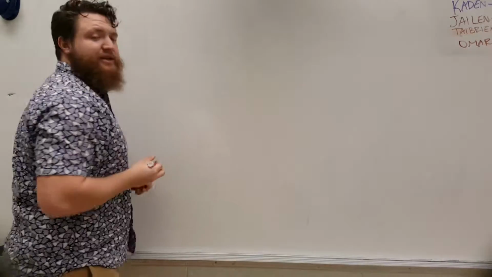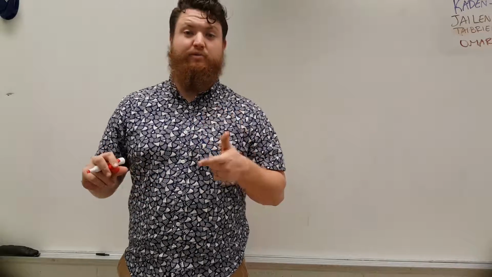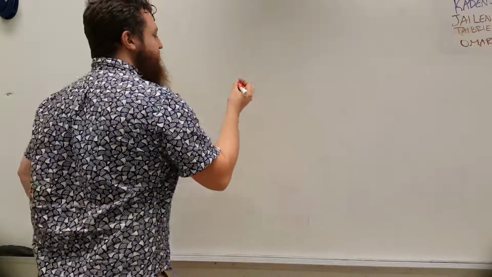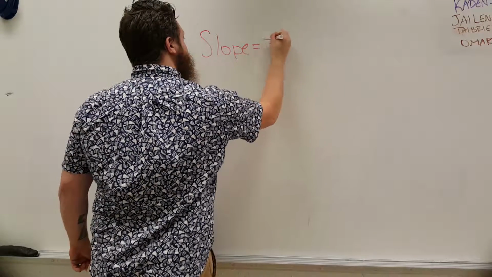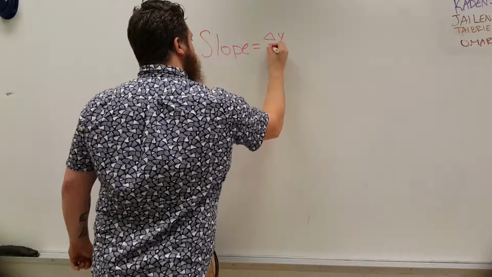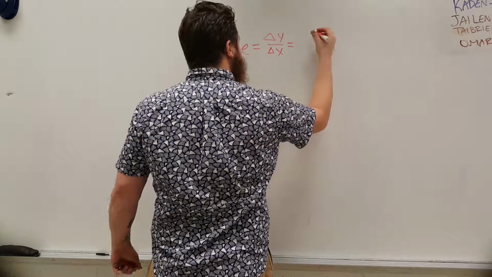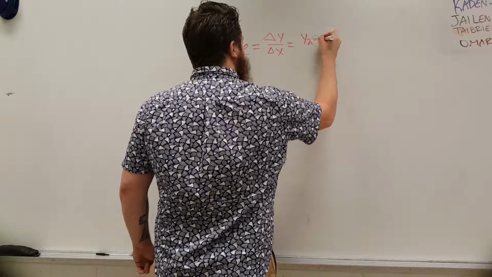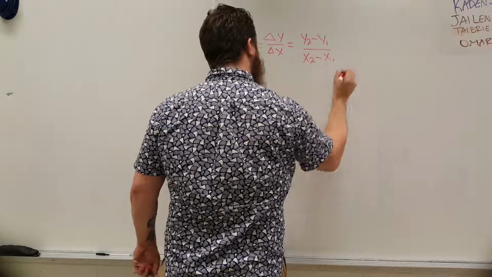Beautiful. Alright, so this entire video is about beautiful and glorious slope. We're going to be finding slope from graphs, from tables, and from points. So what is the equation for slope? We said that slope is delta y over delta x, change in y and change in x, which turns into y2 minus y1 over x2 minus x1.